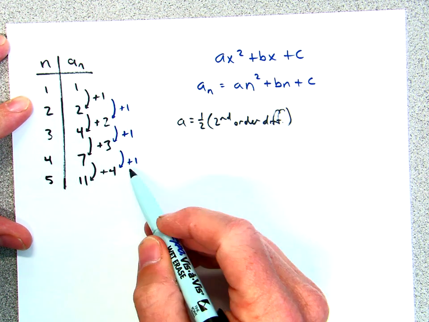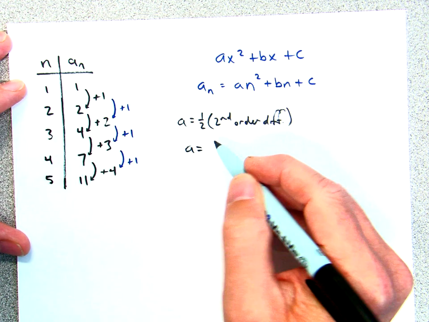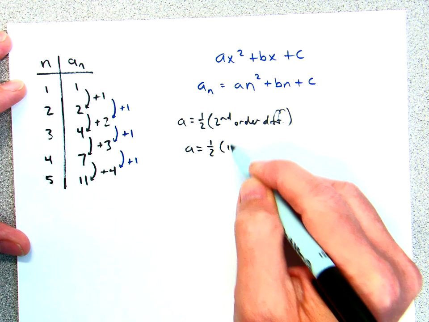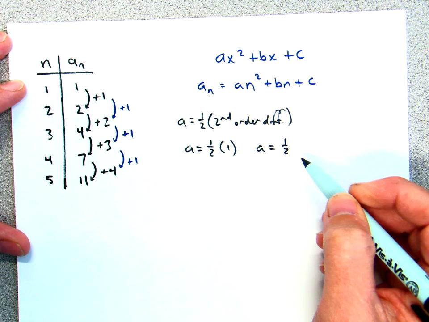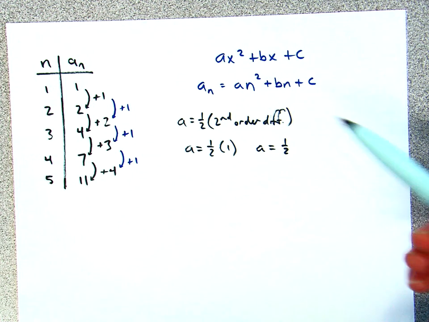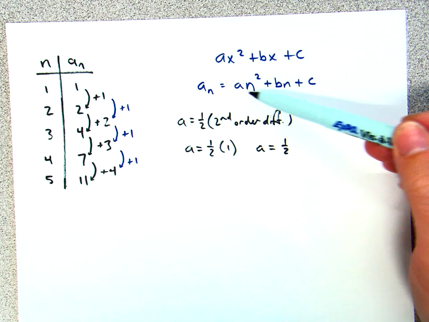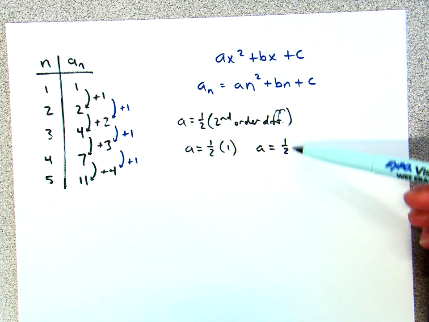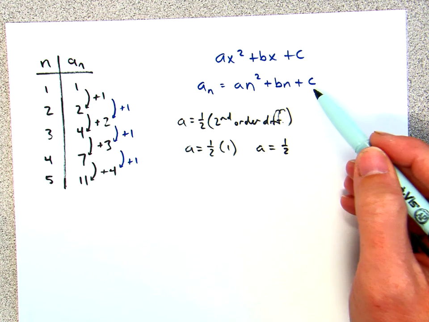So since our second order difference was 1, we know that our A value will be 1/2 of 1, which in this case is 1/2. So we know that the constant value in front of this n squared term will be 1/2. Now, the C value will be the next value we're going to want to look for.